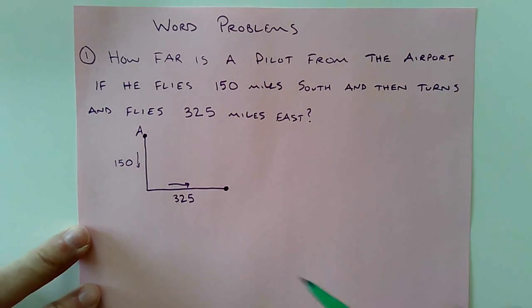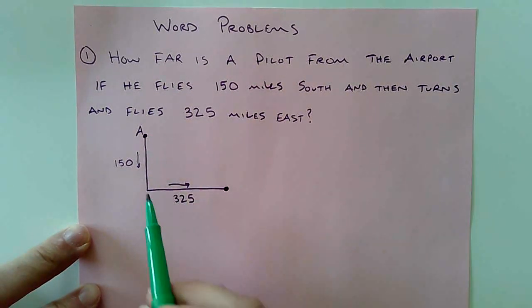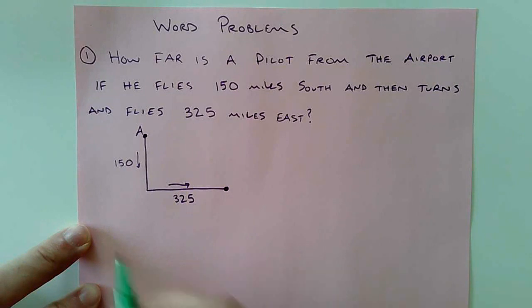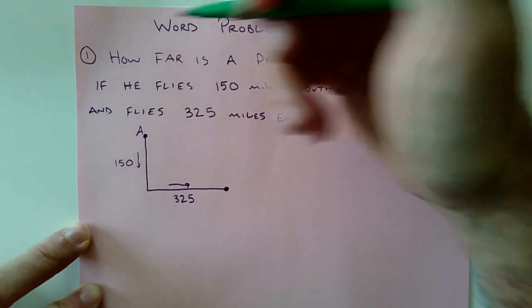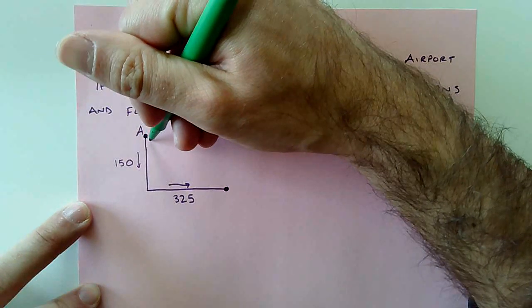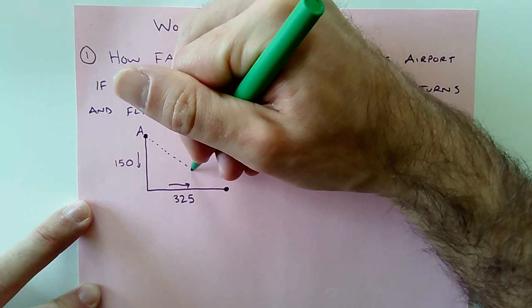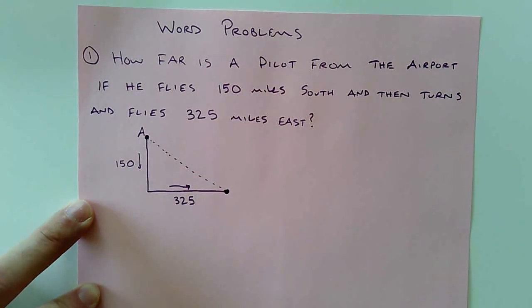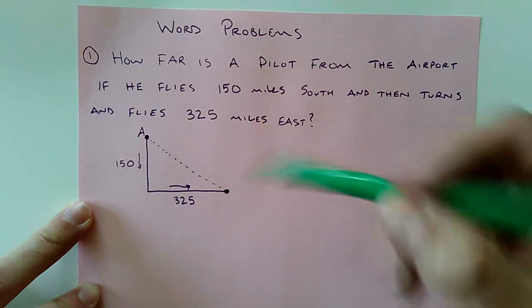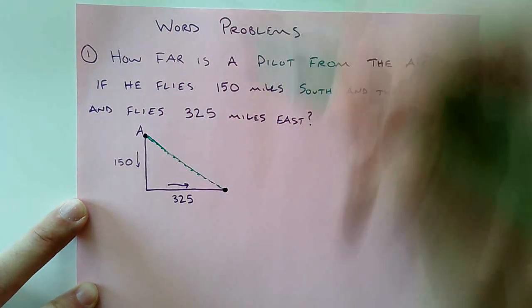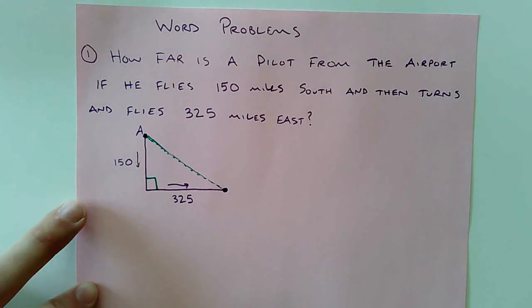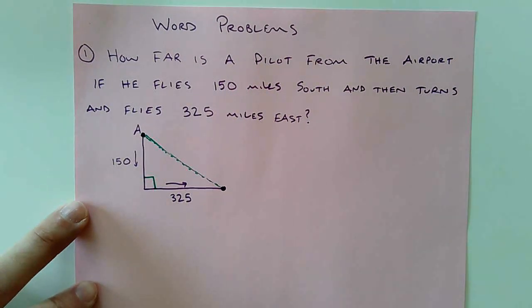A lot of times students want to say, oh, 150 plus 325. He's 475 miles from the airport. That would be incorrect. That's how far he's flown. But when we think about how far he is from the airport, it's a direct distance from the airport. And that's where we have our right triangle. This is the actual distance that pilot is from the airport.